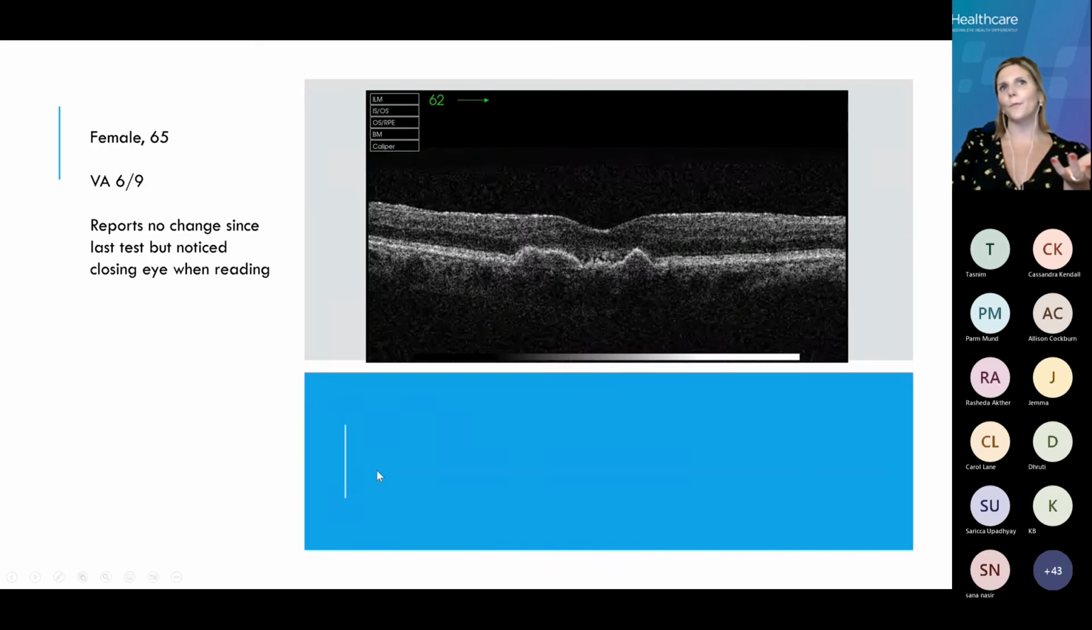So with this, I'm just going to talk them through. If you want to, you can put in the chat what you think you might be looking at, just so we can have an indication of what you're feeling as we go through. But typically, when we're looking at this, we've got a 65-year-old, vision is now 6/9, reports no change since the last test, and notice they're closing their eye when reading.